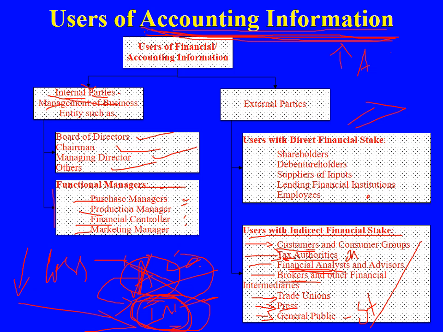So when they have accounting information, it will help the employees to decide whether to stay with the company or to quit the company and look for other companies. So that is one more use of accounting information to the external parties. Okay, so we had discussed these external parties.